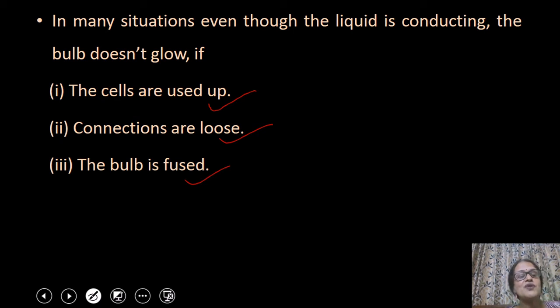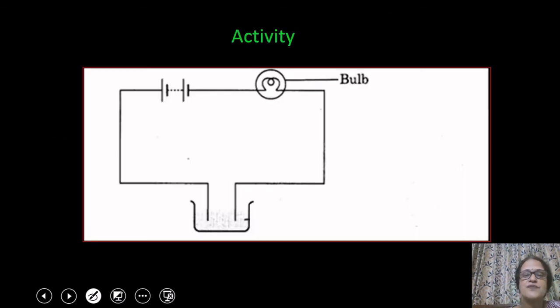So what will you do? You have to check all these situations one by one. First, you can check whether the connections are loose or not. If the connections are not loose, then you have to check the bulb. If after replacing the bulb, it is still not glowing, then you can think that the cells are used up. You replace your cells. You can use the same tester.